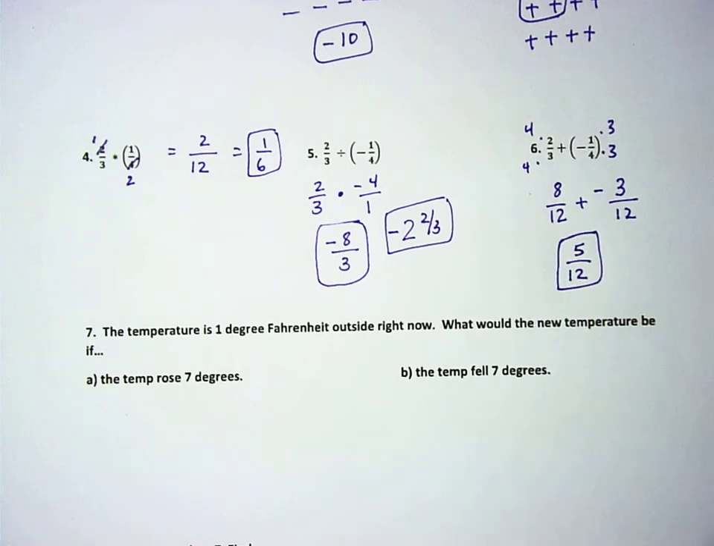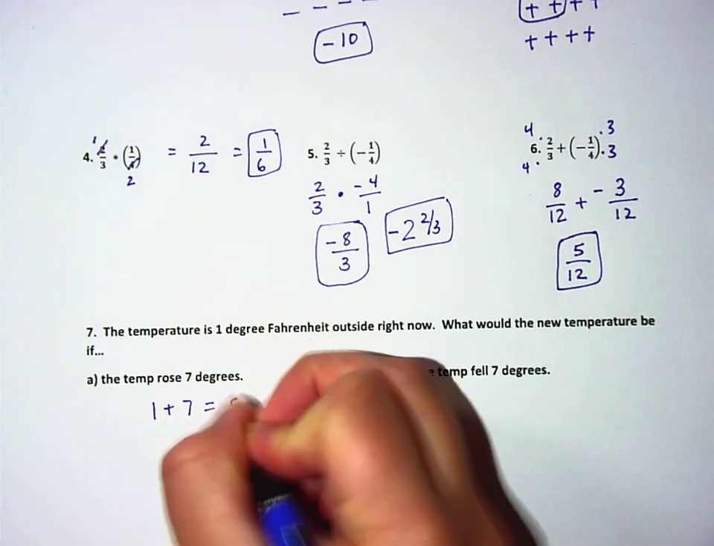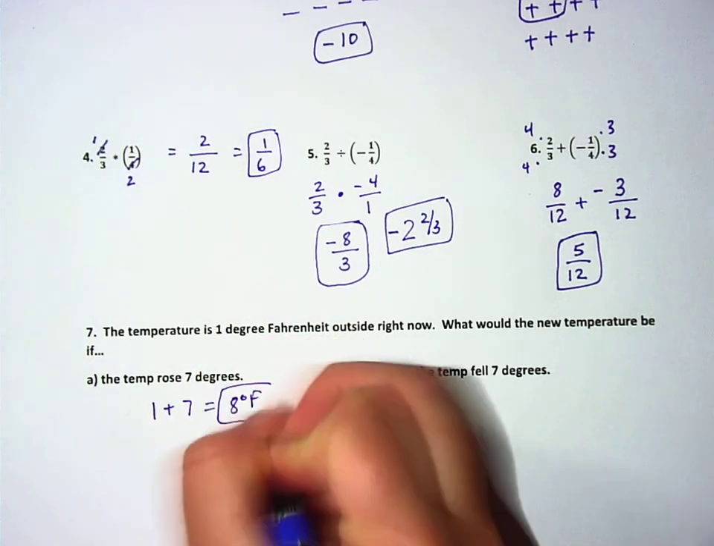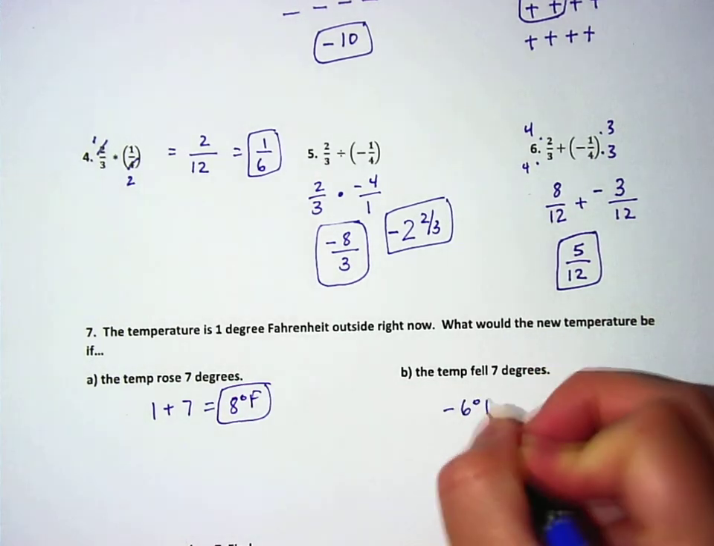All right, number 7. If the temperature is 1 degree Fahrenheit outside right now, what would be the new temperature if it rose 7 degrees? All right, so it'd be what? 1 degree plus 7 degrees makes 8 degrees Fahrenheit. And here, if it fell 7 degrees, that'd be -6 degrees Fahrenheit.